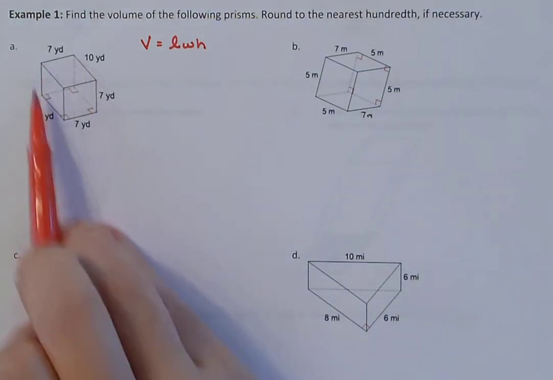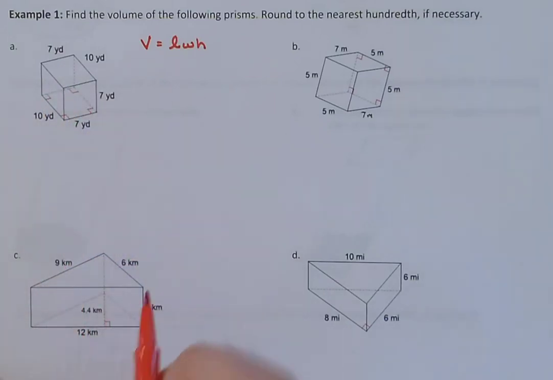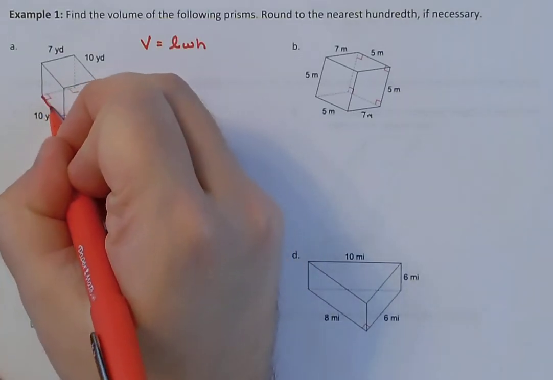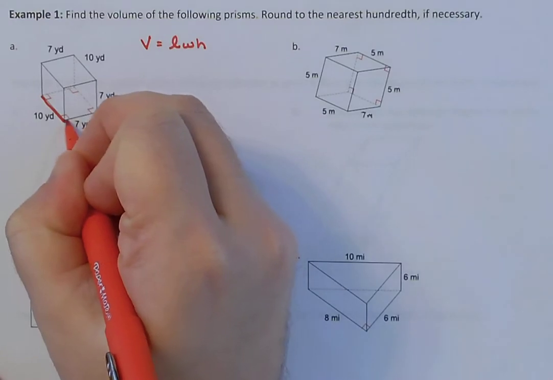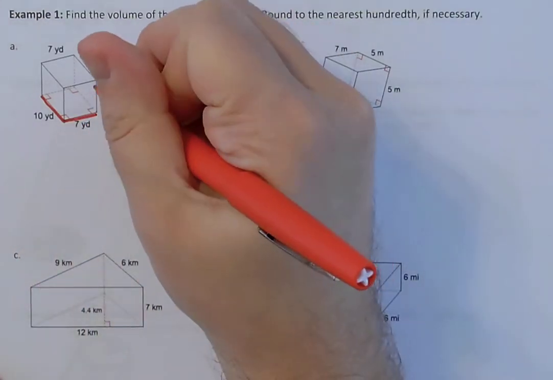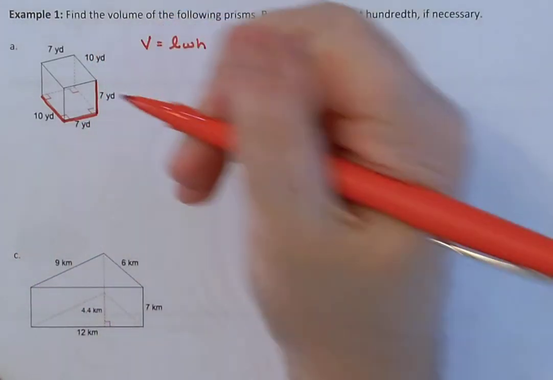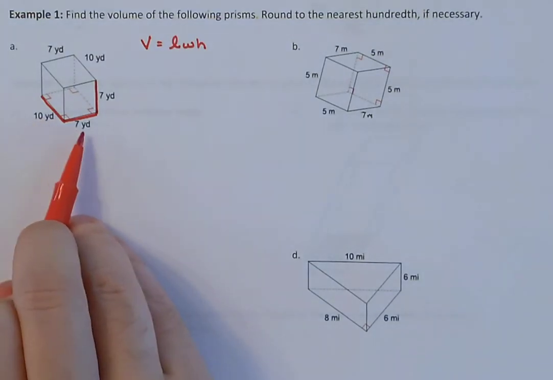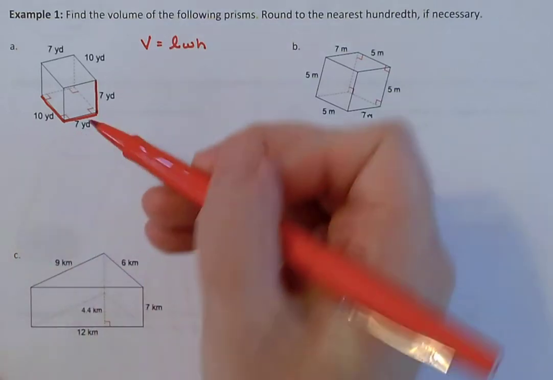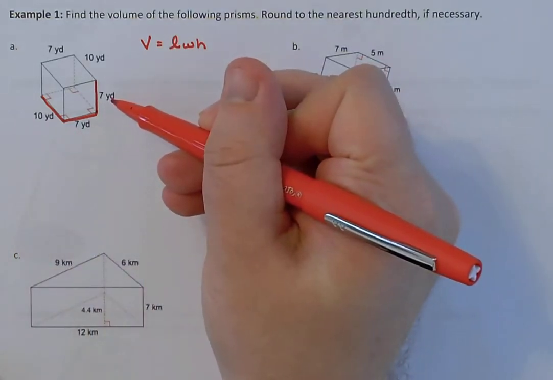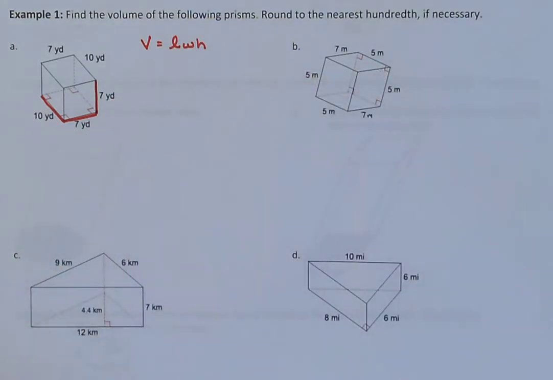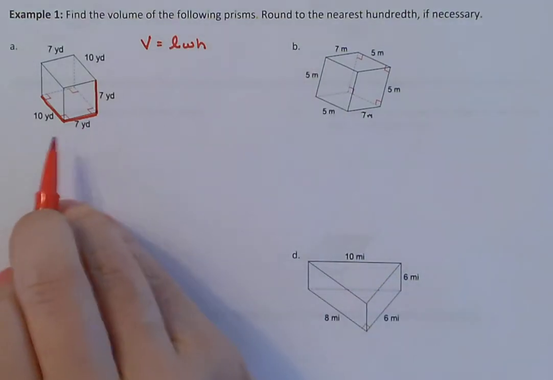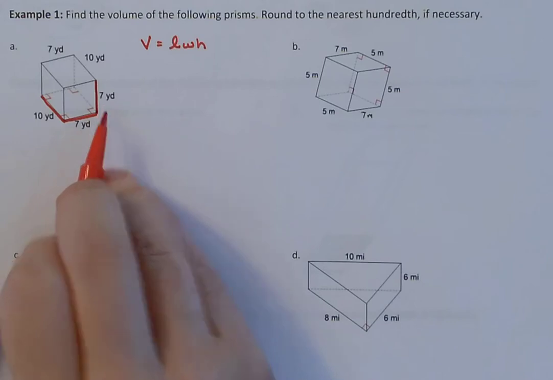So if we're looking at our rectangular prism here, this is going to be our length, this is going to be our width, and then this is going to be our height. So our length is 10, our width is 7, and our height is also 7. So length times width times height. So that means we're going to do 10 times 7 times 7.